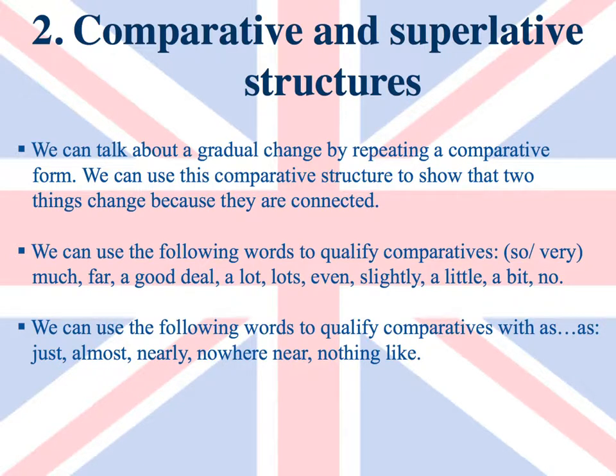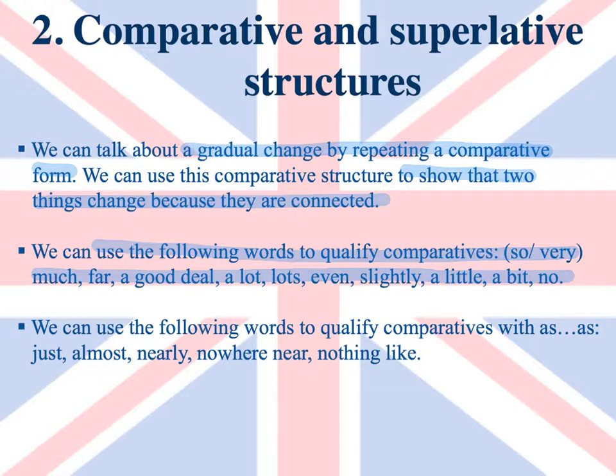In comparative and superlative structures, we can talk about a gradual change by repeating a comparative form. We can use this comparative structure to show that two things change because they are connected. We can use the following words to qualify comparatives, such as so, very, much, far, a good deal, a lot, lots, even, slightly, a little, a bit, or no.